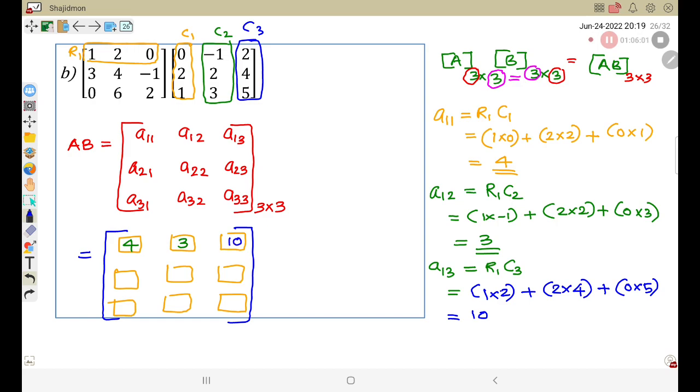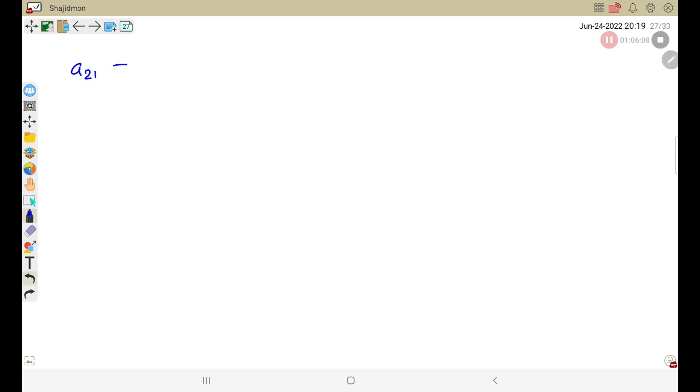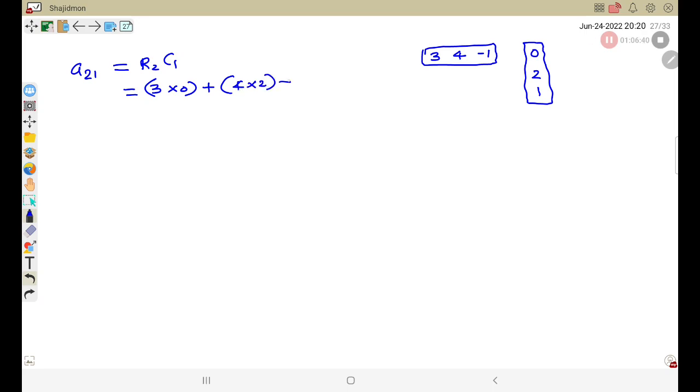Hope you understood. Correct? Now A21. Second row with column number 1. You can see the second row: 3, 4, minus 1. Column number 1: 0, 2, 1. So we can write R2, C1: 3 multiply 0 plus 4 multiply 2 plus minus 1 multiply 1. Correct? So 8 minus 1, you will get 7.